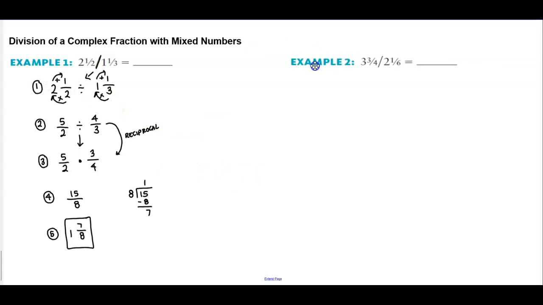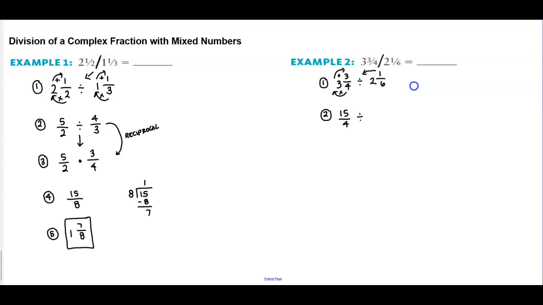Okay, next, example 2. We have 3 3/4 divided by 2 1/6. So let's go ahead and write this as a division statement. So 3 3/4. Again, this represents the division symbol. And the mixed number 2 1/6. And now what we're going to do is convert those mixed numbers into improper fractions. 3 times 4 is 12, and then plus 3 gives us 15. So that's 15 over 4.